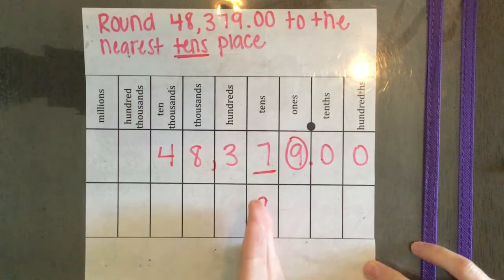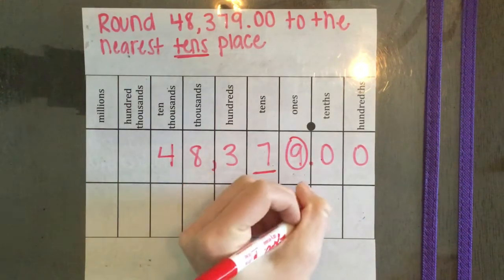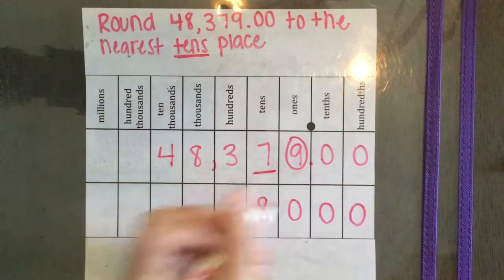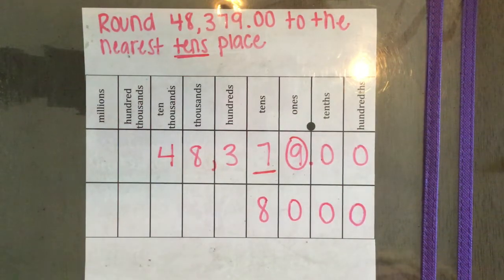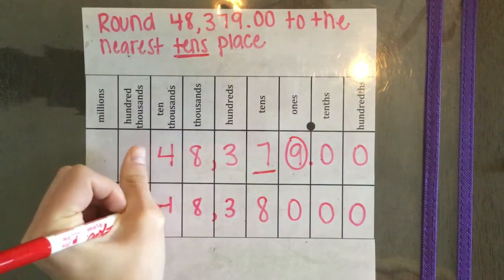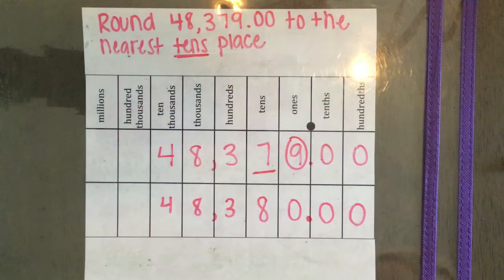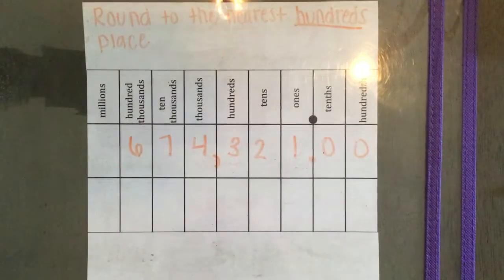And if you remember, everything to the right of that number now becomes a 0. The digits to the left of the number just stay the same. They do not change. You just bring them down exactly how they are written. And I want to make sure I include my decimal. So 48,379 rounded to the nearest tens place is 48,380.